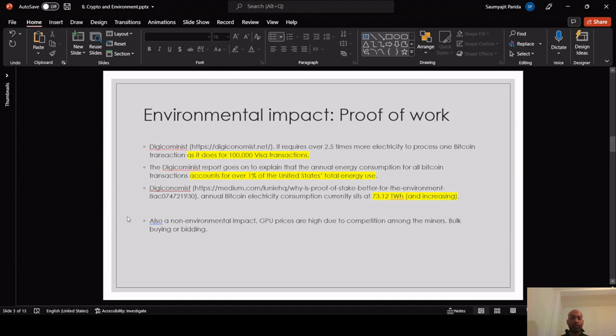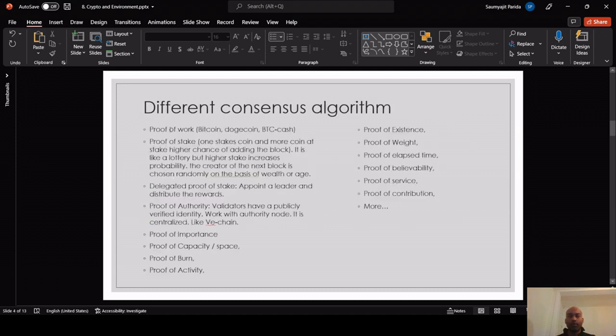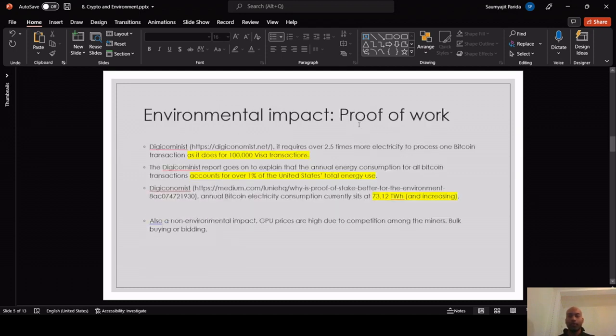Environmentally, we have categorized our session in this manner. The environmental impact is connected with the consensus algorithm, and the consensus algorithm is connected to the coins. So we'll start with proof of work. Proof of work, as we discussed earlier, Bitcoin uses, and Ethereum also uses the concept of proof of work.